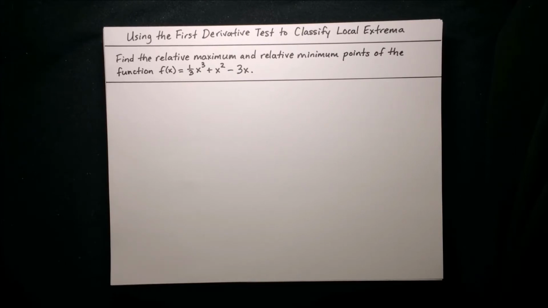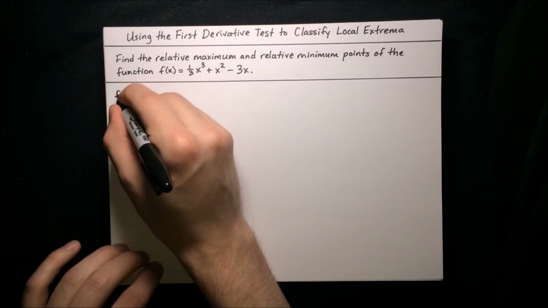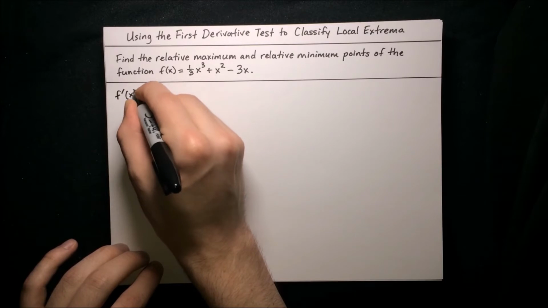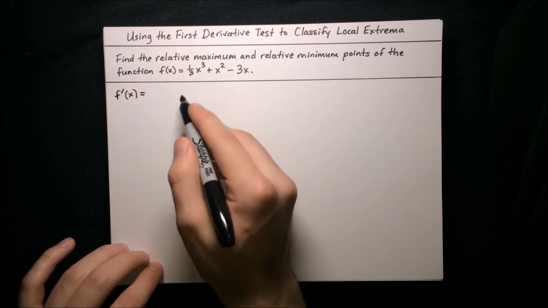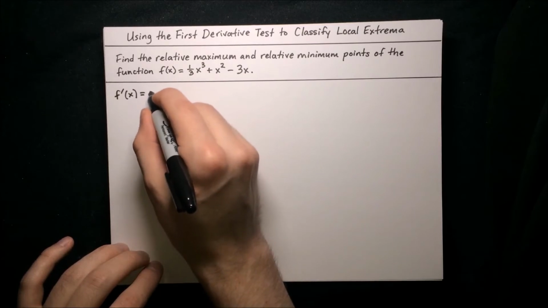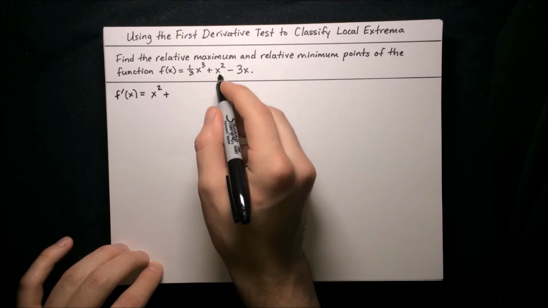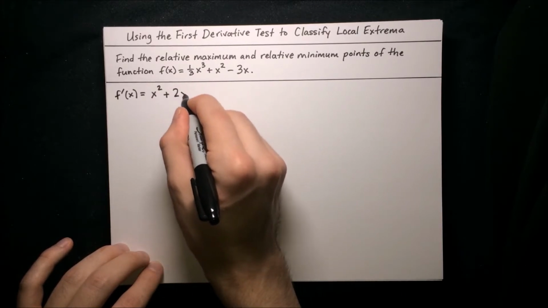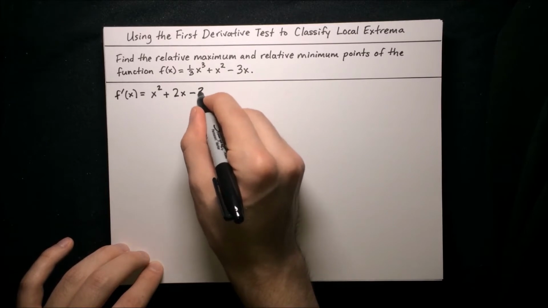Critical points are where the derivative is 0 or undefined, so first of all we have to compute the derivative. The derivative, f prime of x, is given by derivative of 1/3 x cubed. That becomes 1/3 times 3x squared, which becomes just x squared. And then plus derivative of x squared, which is 2x, and then minus derivative of 3x, which is minus 3.